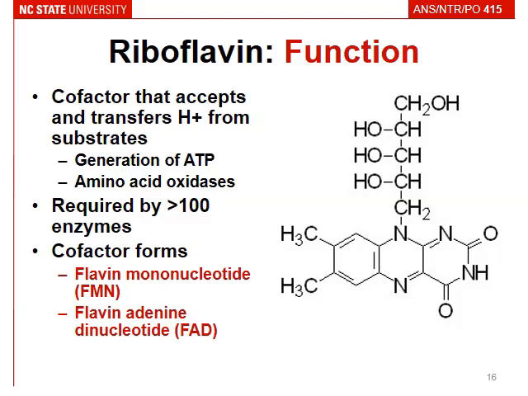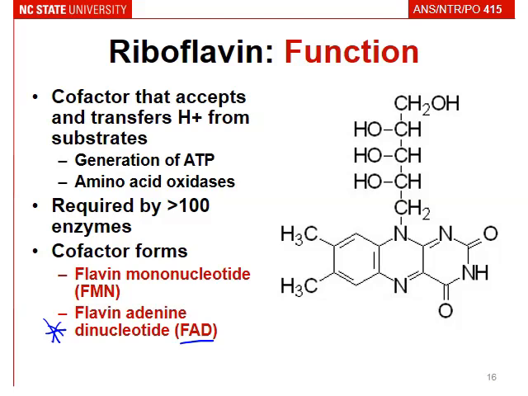Riboflavin is required by more than 100 enzymes, so it's a very important cofactor, and we've actually been talking about it a fair amount throughout the semester. The main cofactors that it forms are flavin mononucleotide, FMN, which we haven't really talked about, and flavin adenine dinucleotide, or FAD. So that should ring a bell because we've discussed it a few times.